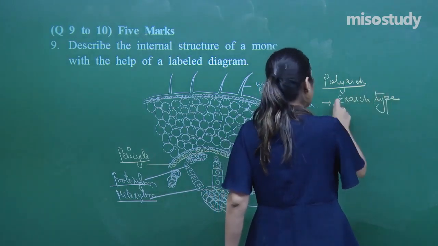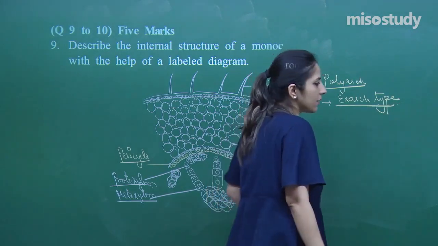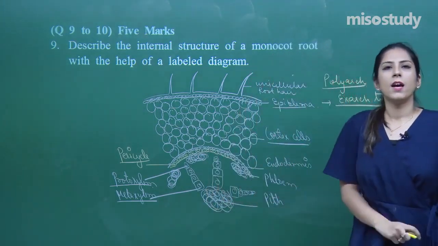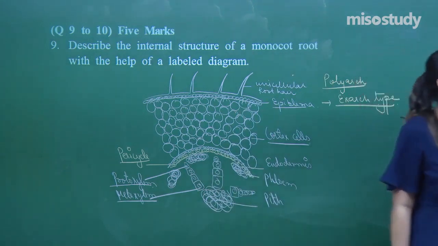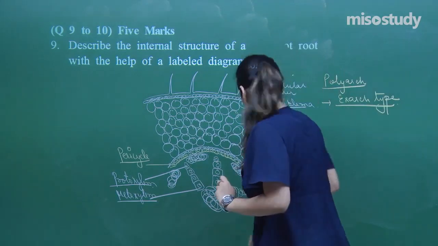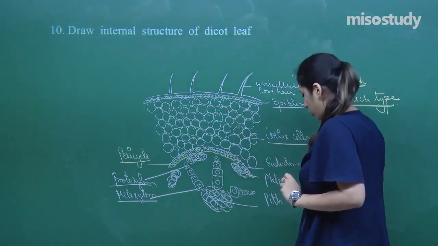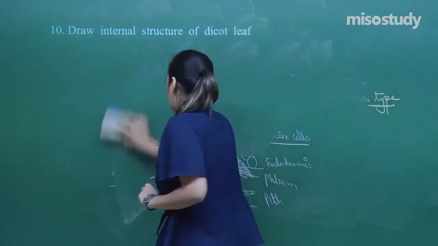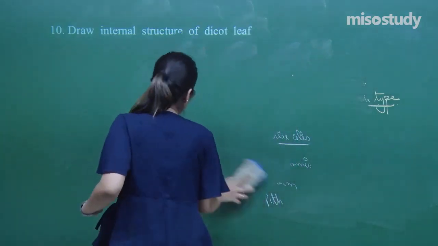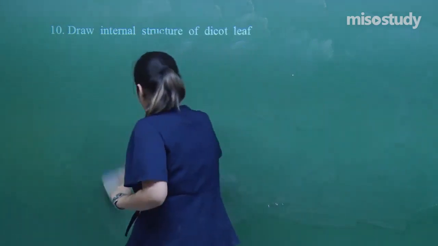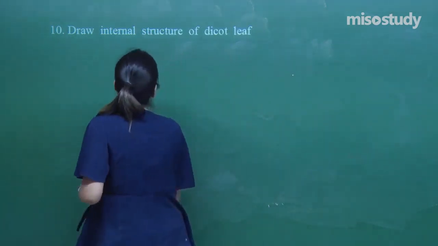So you have to explain about each of these things separately. First of all, draw this diagram, then we will move forward. So students, hope you have noted down this. Now let's talk about the next question, the last question of today's session, that is internal structure of a dicot leaf. Sorry, the question is regarding the dicot leaf.